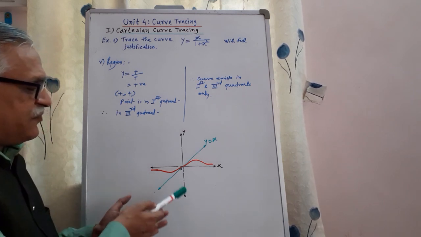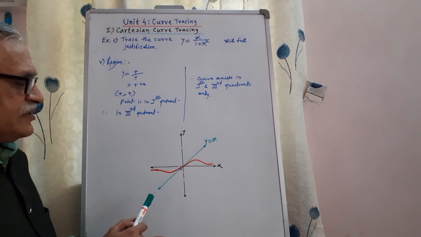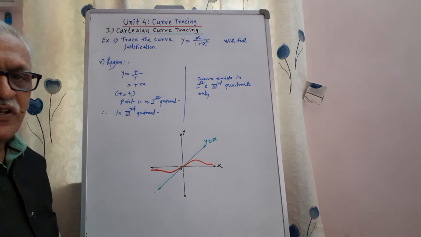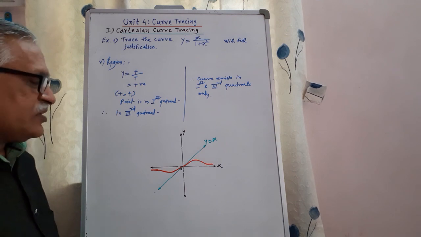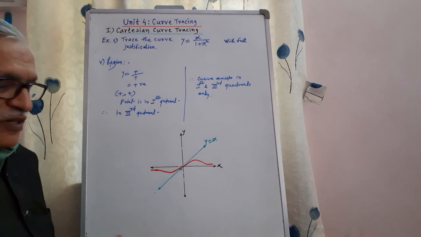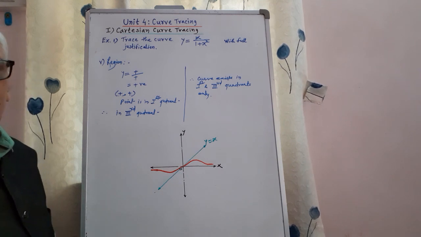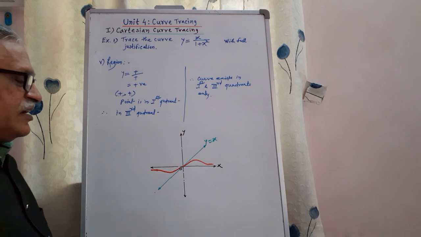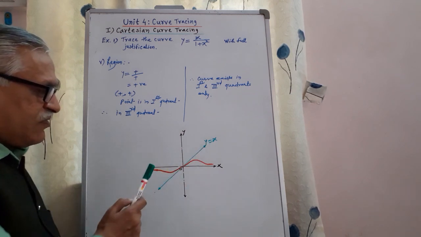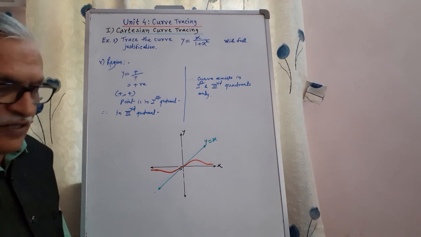Some different type than the previous example whatever I have discussed so far, because in the previous example the curve was symmetrical to x-axis or symmetrical to y-axis. Here it is not symmetrical to x or y, it is symmetrical about this line y equal to x.